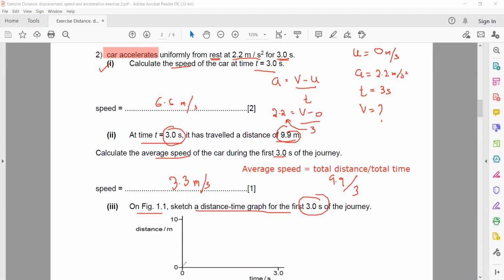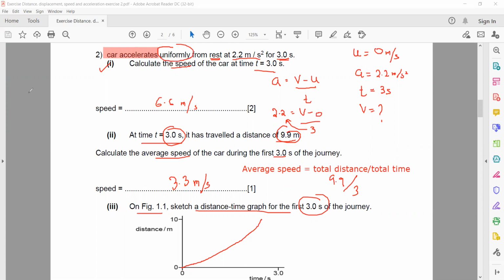It's just a sketch, so you can draw the curve any way you like, but it could not be a straight line, as it is accelerating. Yes, Abdullah? Sir, but they are saying it is uniformly. Yeah, accelerate uniformly means acceleration is constant.